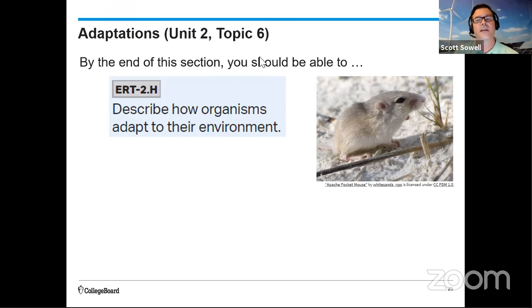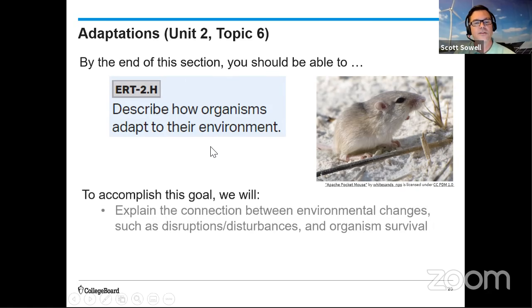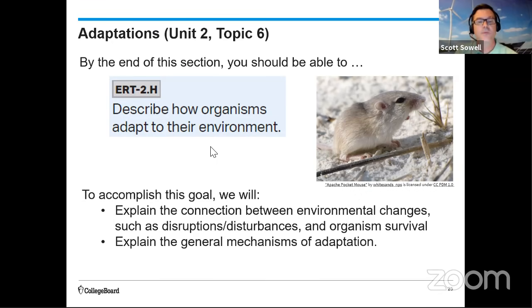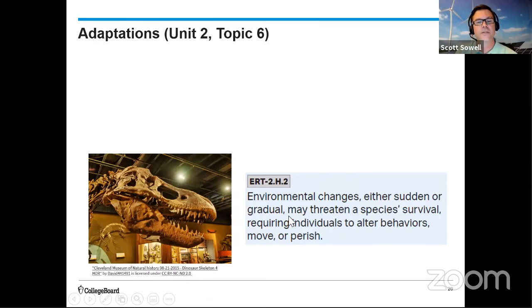Now, clearly we're talking about evolution here. For the AP Environmental Science course, you need to understand the basic mechanisms of evolution, but we don't go into as much detail as, say, AP Bio would. So to get to this ability, we are going to explain the connection between these environmental changes, like these disruptions or disturbances, and organism survival. And then we're going to explain in general, very briefly, the mechanisms of that adaptation.